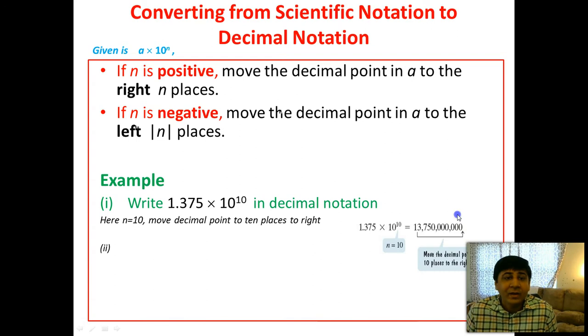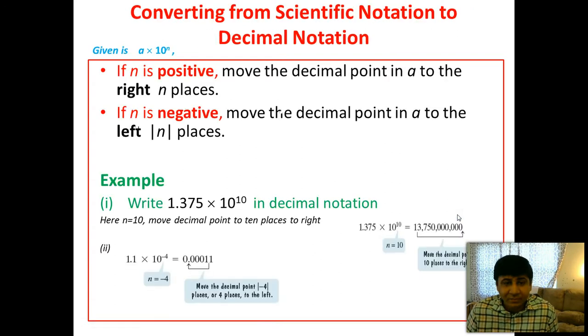Okay, now let's look at the second example. As a second example, we have a negative exponent. So this time we have to move the decimal point in 1.1 to the left. Okay, move the decimal point to the left. If there are not enough digits, we will put zeros there. And we have to move it the absolute value of n places.